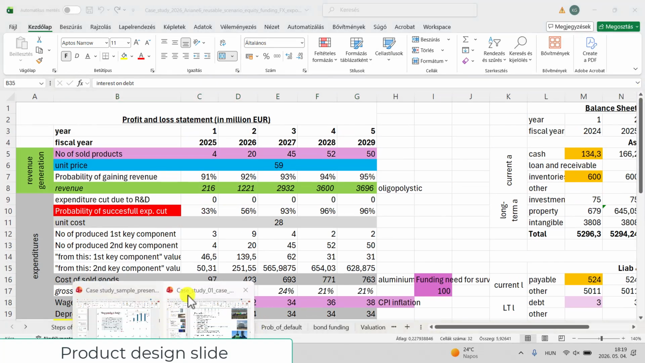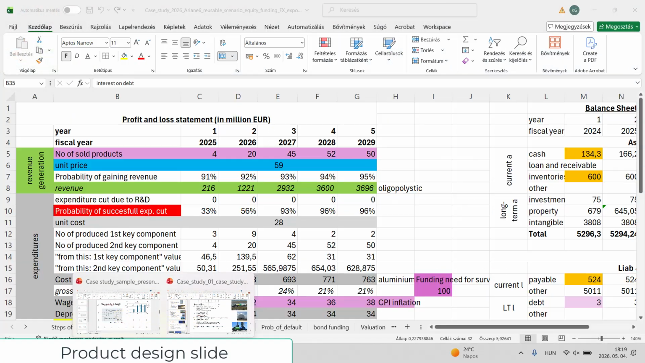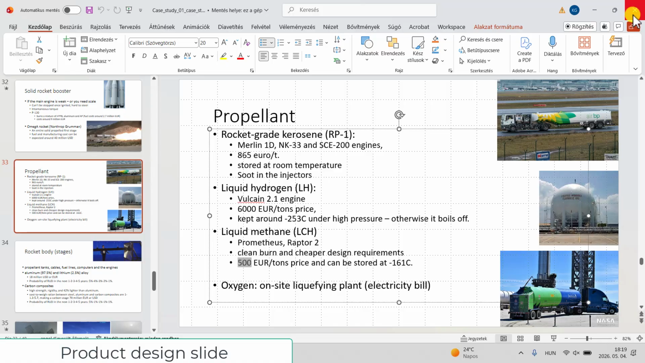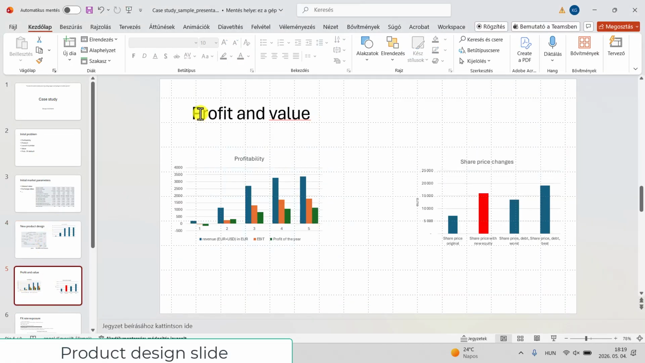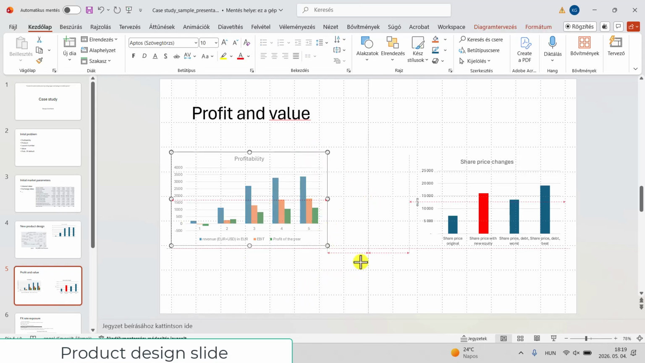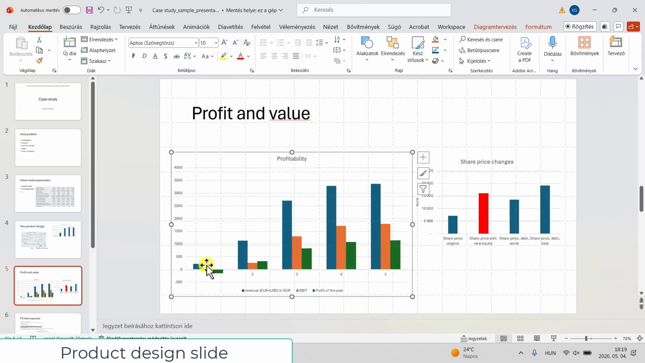Then, what is the next step? Okay, we can close this one down. Profit and value. So what happens here? In this case, we have this beautiful graph, which is absolutely outdated, but still contains all the necessary components. We need revenue, we need EBIT, and we need profit for the year.